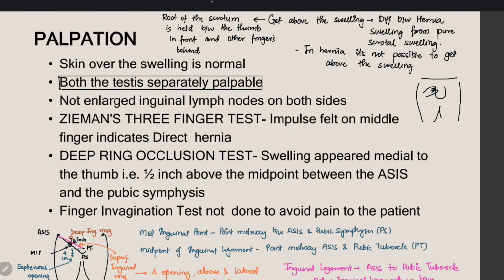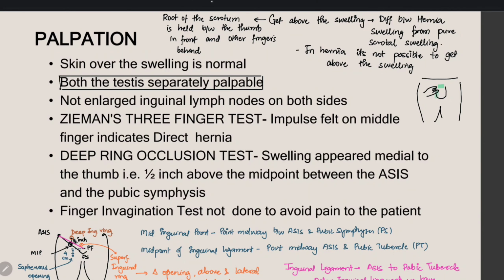For this, we have to hold the root of the scrotum, which is the part from where the scrotum is attached. Root of the scrotum is this. We have to hold in such a way so that thumb will be in front and fingers are at back. If you feel the swelling, it is scrotal swelling, not hernia swelling.